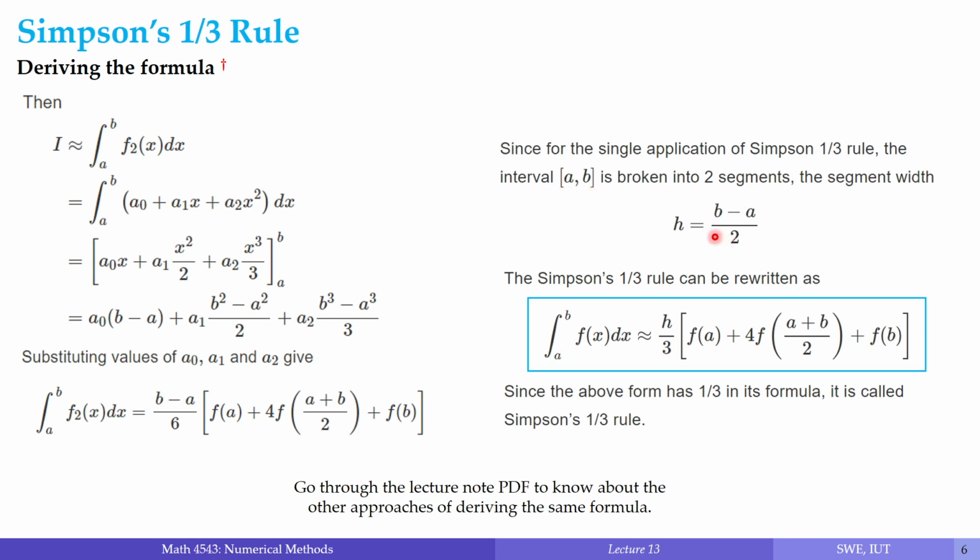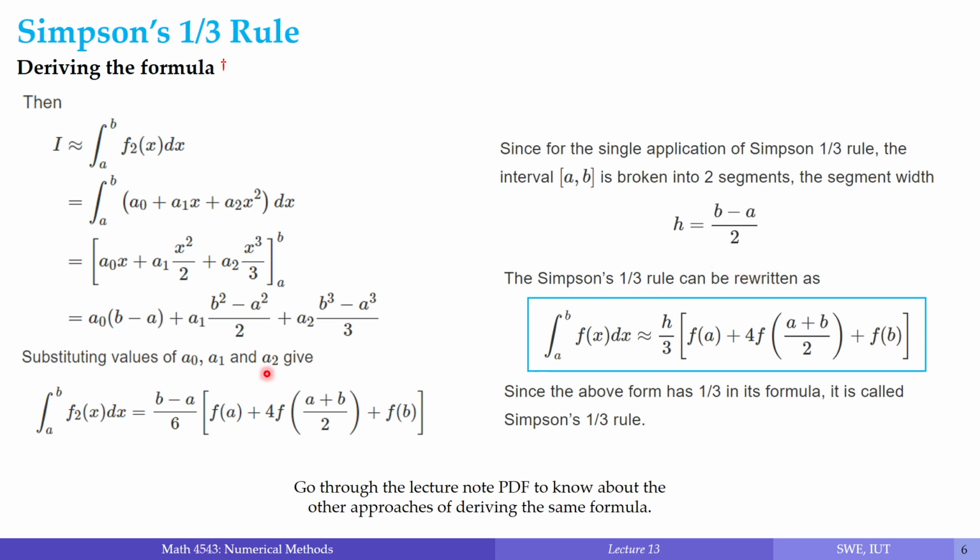Since we have the whole interval divided by 2, the step size is b minus a by 2. In the formula that we came up with after substituting the actual expressions for a naught, a1, and a2, we can rewrite b minus a by 6 as h by 3, right? Because b minus a by 2 is h, so h by 3 is b minus a by 6. Simple algebra, simple arithmetic.